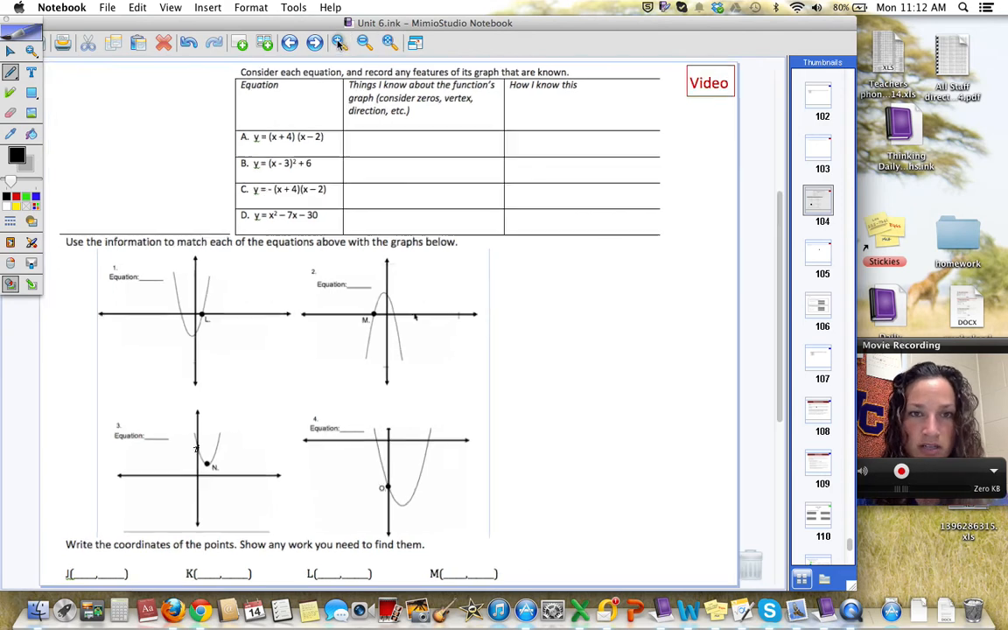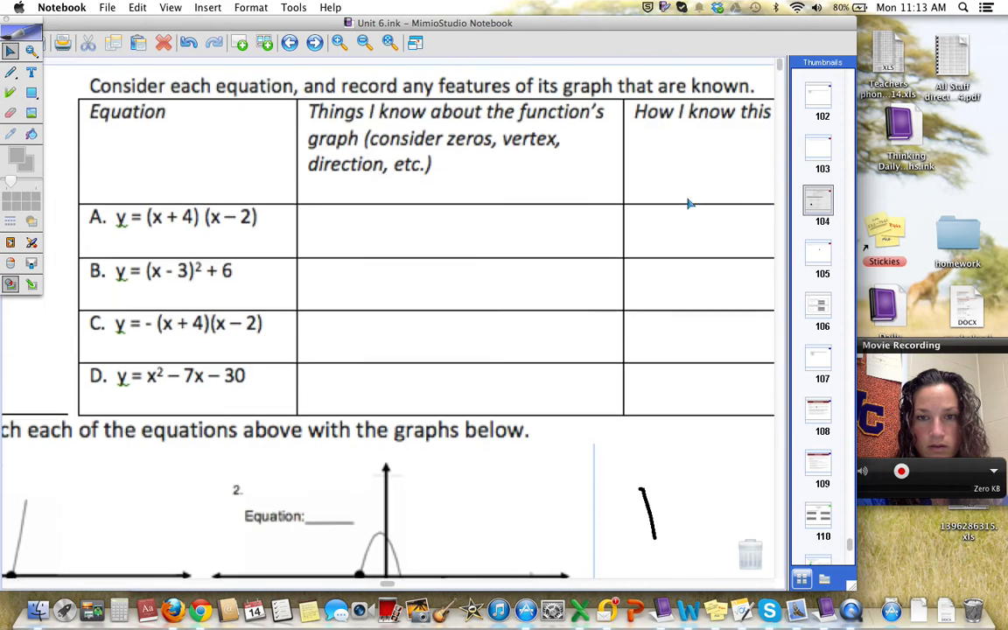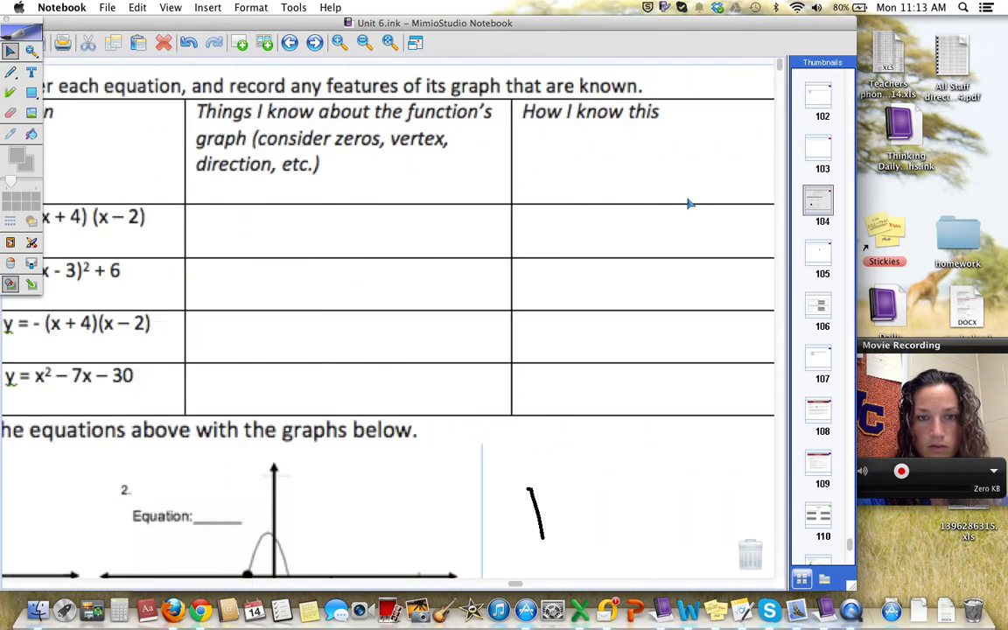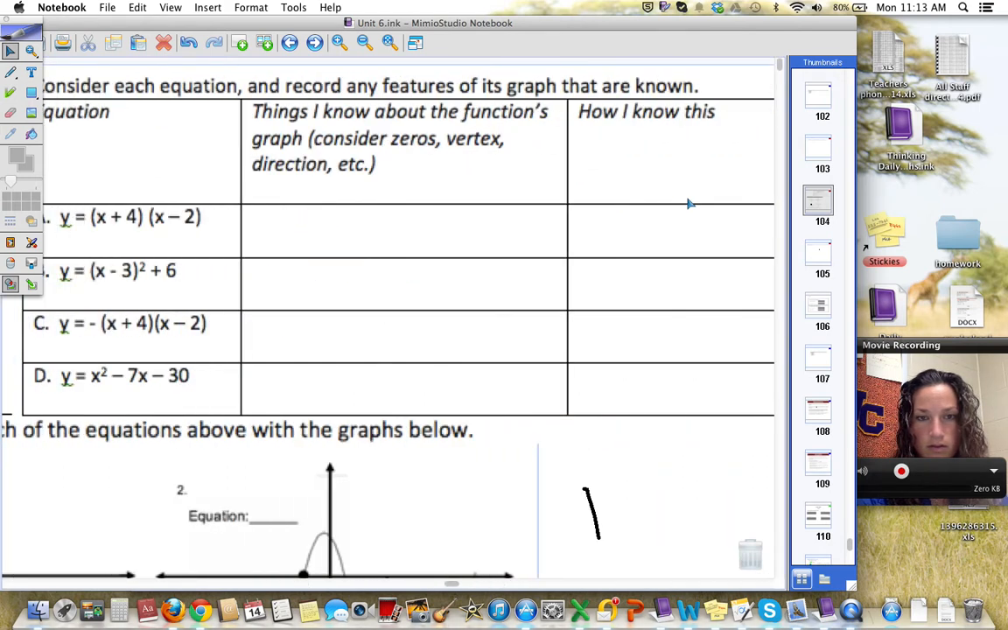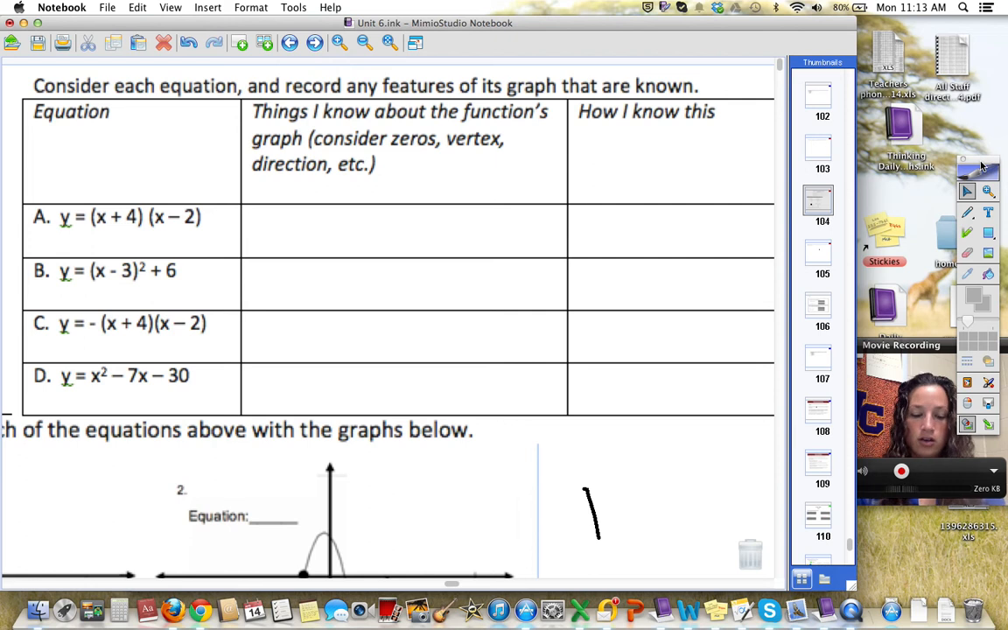So I'm going to try and zoom in. Let's see if this is... oops, that's not what I wanted to do. Hold on a second. Let's see if I can. Here we go. All right. So I'll just move this over there.